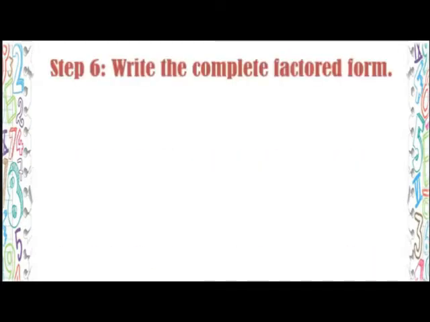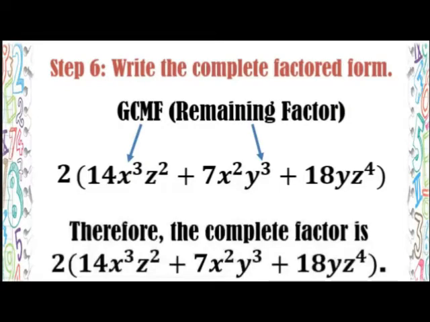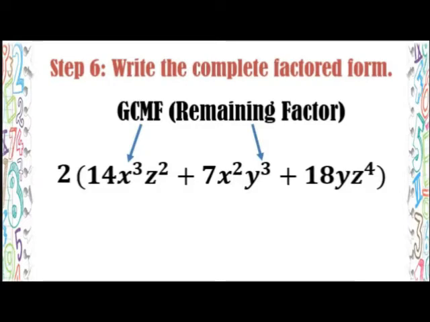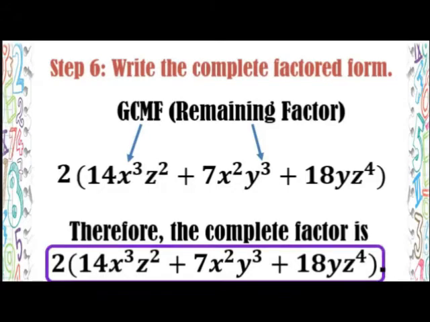Last step, write the complete factored form. We have the GCMF times the remaining factor, 14x cubed z squared plus 7x squared y cubed plus 18yz raised to 4. Therefore, the complete factored form of the given polynomial is 2 times 14x cubed z squared plus 7x squared y cubed plus 18yz raised to 4.